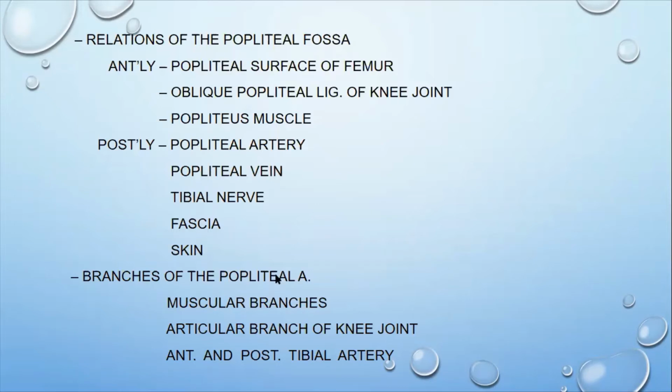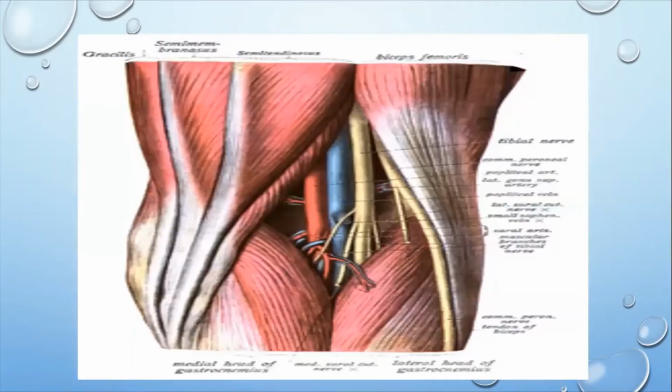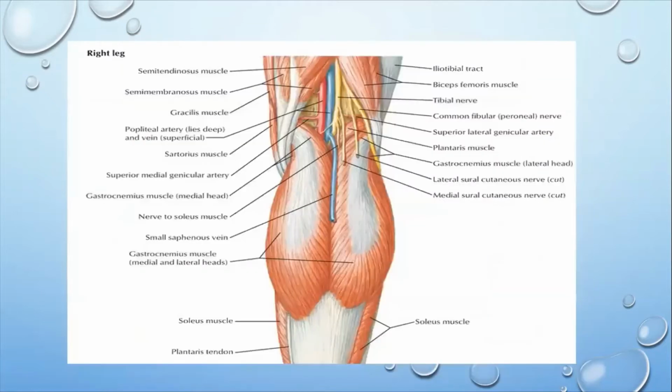So I have already mentioned these branches of the popliteal artery. So this is your popliteal fossa. Remember, it is diamond shaped and it will have muscular boundaries and it will have contents. You have the popliteal artery, popliteal vein, and the tibial nerve, to name a few. So in a much clearer version, you will have now the boundaries.